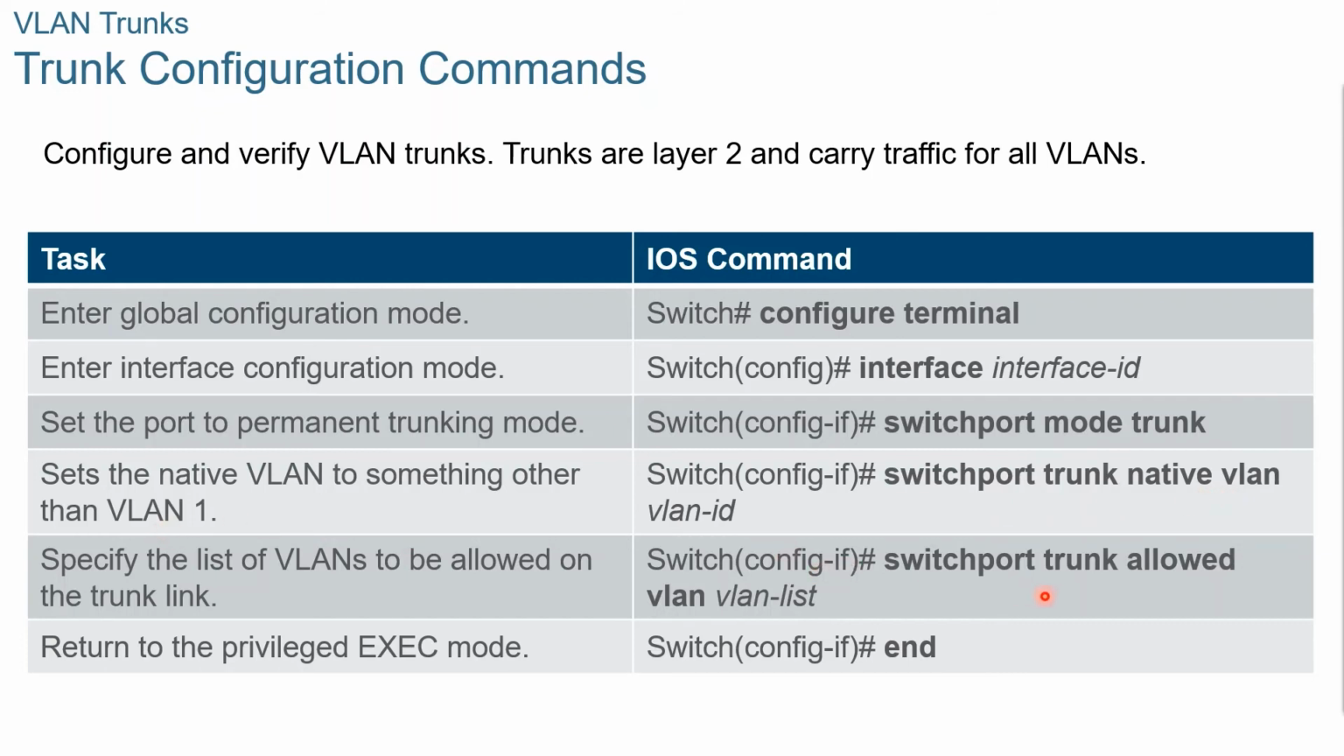And then switchport trunk allowed vlan list. That is if you want to specify the VLAN IDs that will be allowed on the trunk. By default, all VLANs will be allowed to use the trunk. But if you have manually set which VLANs will be allowed, then we use the command switchport trunk allowed vlan 10,20, and so on. All right.